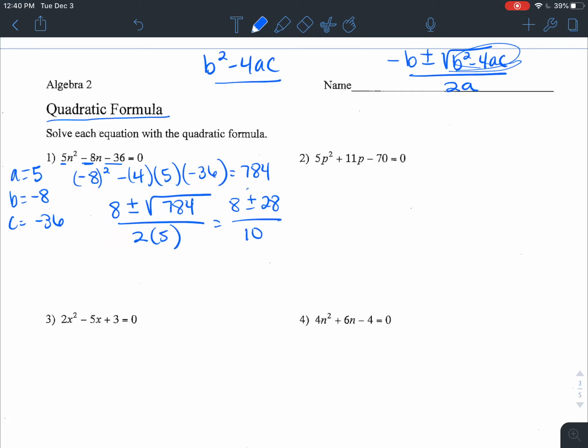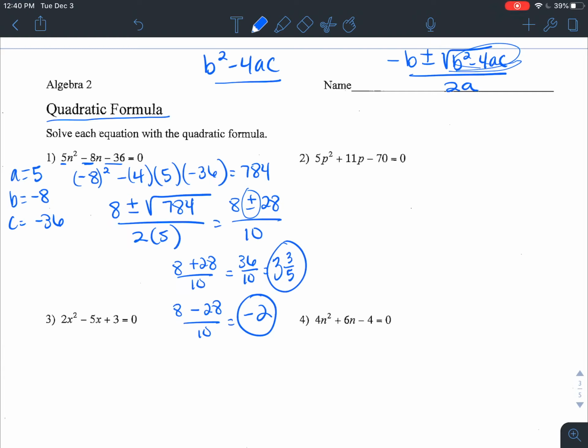Now we have two equations here, one with a plus, one with a minus. So we're going to do 8 plus 28 divided by 10, that's one answer. And then 8 minus 28 divided by 10, and that's the second answer. So when you figure those out, this one is 36 over 10, which is 3 3/5. And then this one here, 8 minus 28 is negative 20, divided by 10 would give you negative 2. So there are your two solutions, 3 3/5 and negative 2.